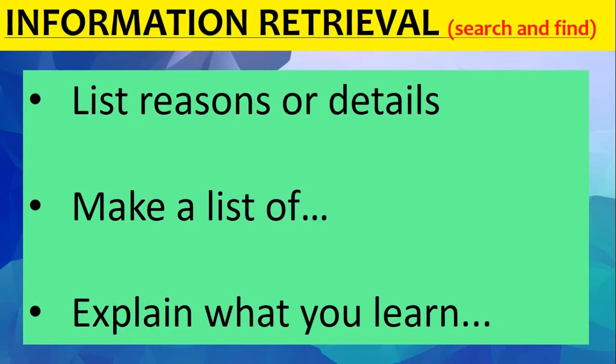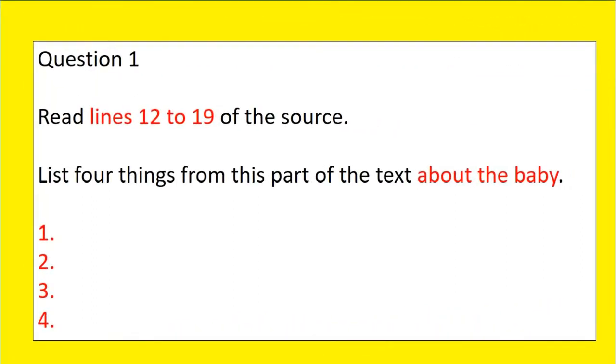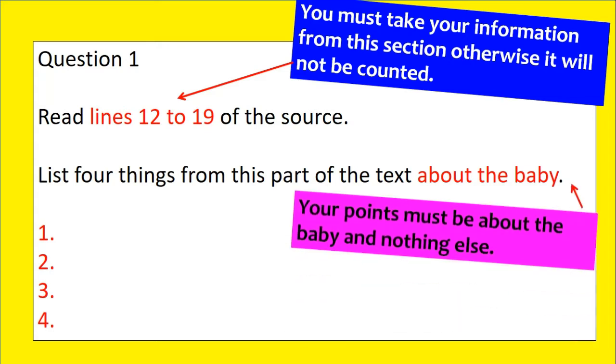Okay, so this kind of question will look like this. List reasons, make a list, explain what you learn. Here's another example. Question 1, read lines 12 to 19 of the source. So you must take your information from this section, otherwise it will not be counted. So if you answer from before lines 12 or after line 19, you will get a big fat 0 for that. So list 4 parts about the baby. So your points must be about the baby and nothing else.